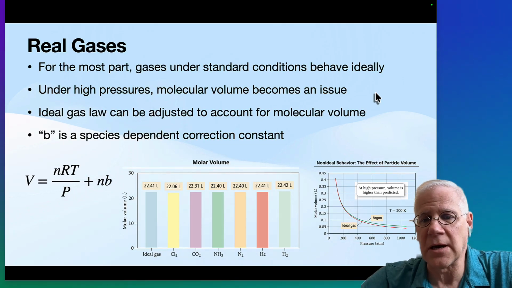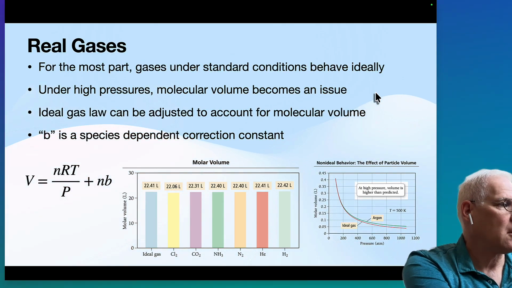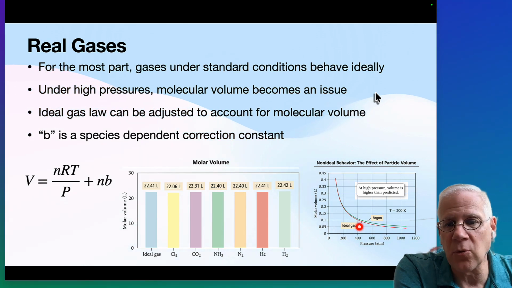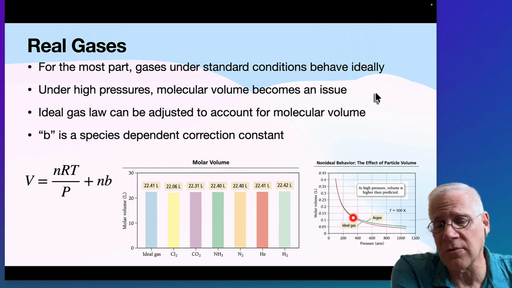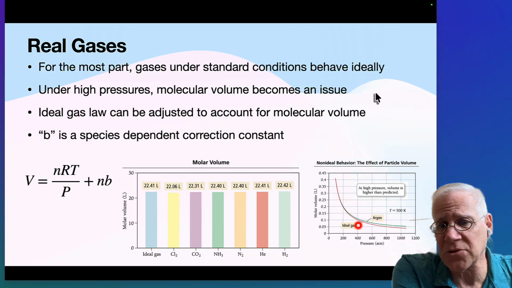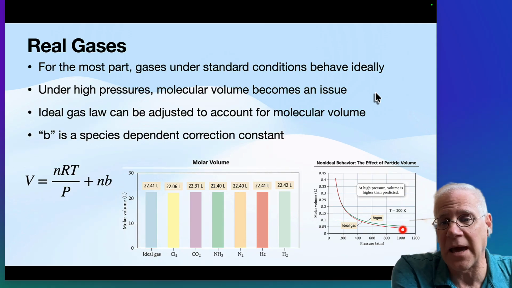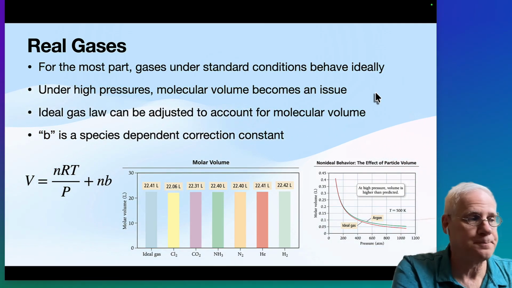Now, if we start looking at higher pressures, we'll use argon as an example here. Down here, we look at argon and we see around 200 to 400 atmospheres of pressure. So that's roughly equal to 200 to 400 bar as well. At very high pressures, we start to see that the molar volume starts to differ from ideal. The molar volume is bigger than what you would expect for an ideal gas, which is why we have to take the ideal gas law and add that nB in there.